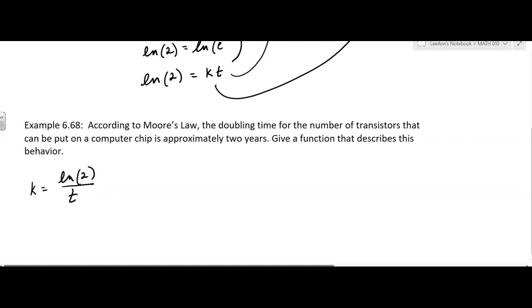So according to Moore's law, the doubling time for the number of transistors that can be put on a computer chip is approximately 2 years. So that's what they found, like research. You can double how many transistors can be put on in 2 years. That represents the time, how long it's taking something to double. All right, give a function that describes this behavior.